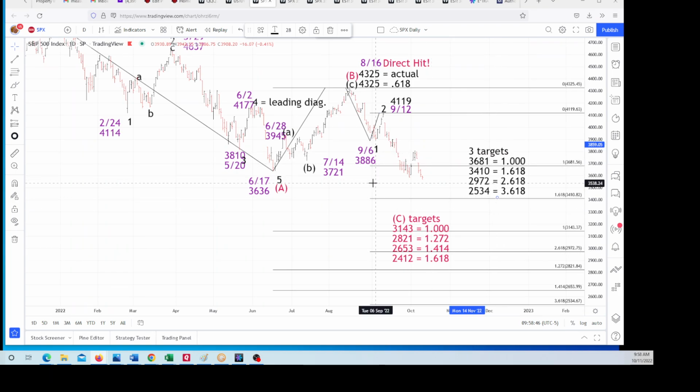Okay, so this is what we're looking at for targets: third waves of at least 2 degrees of trend. This is 1 degree in red with parentheses. This is another degree in black. B is equal to 2. Okay, so that's what we're looking at on the S&P cash.